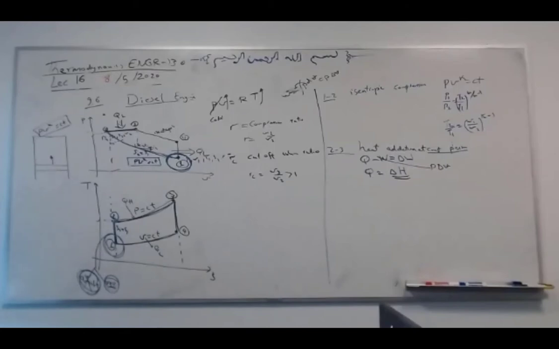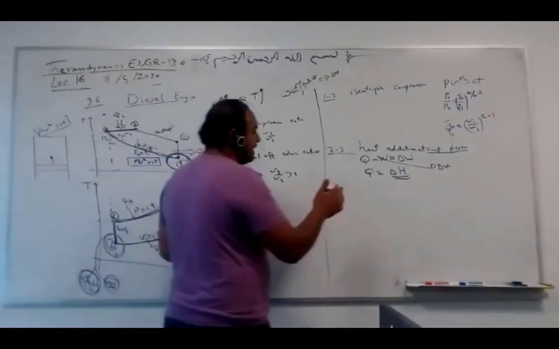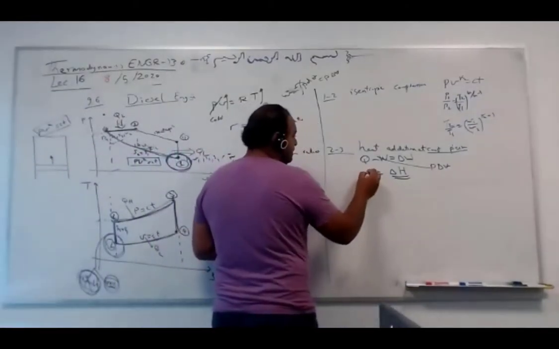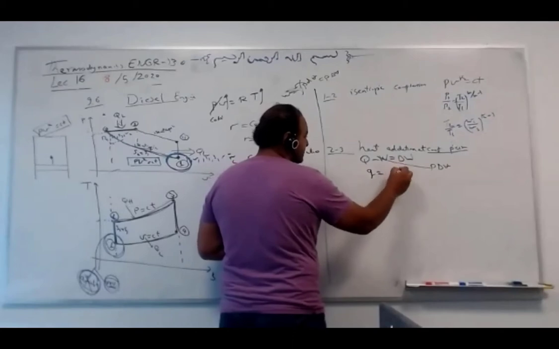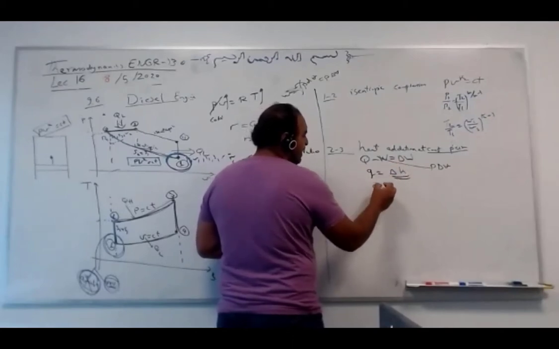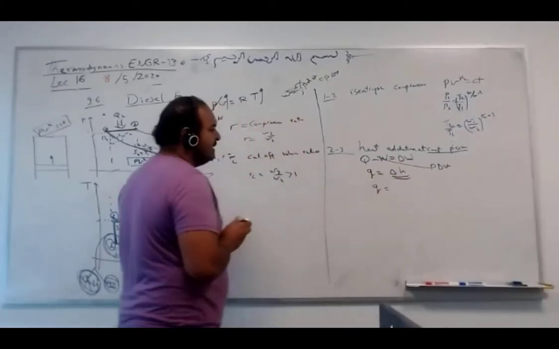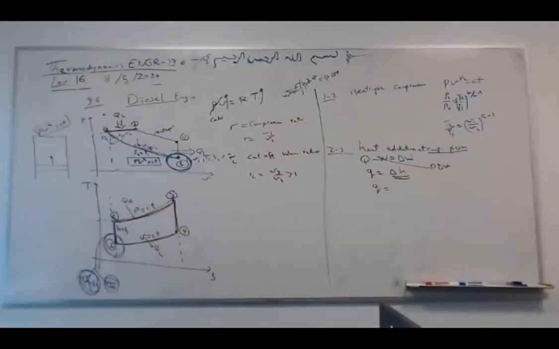Which one is easier: Q minus W equal delta U, or Q equal delta H? Q equals delta H, exactly, changing the enthalpy. That's exactly easier. Let's talk about enthalpy. So do you remember for ideal gas what delta H is? Somebody tell me. Delta H is what, for an ideal gas?